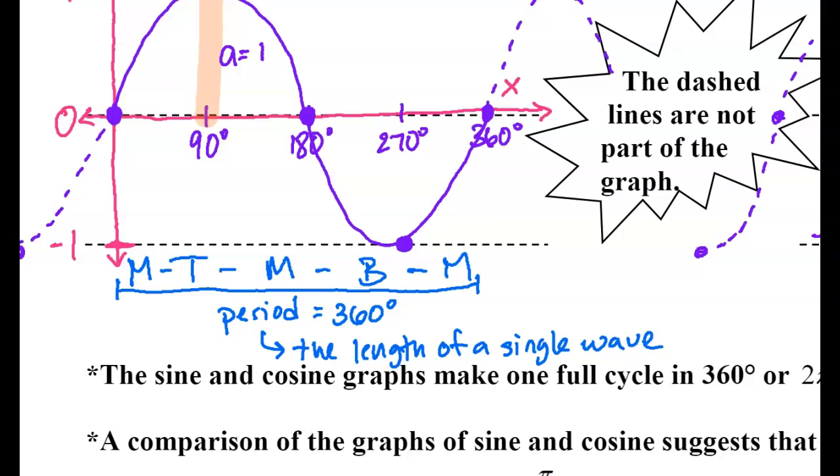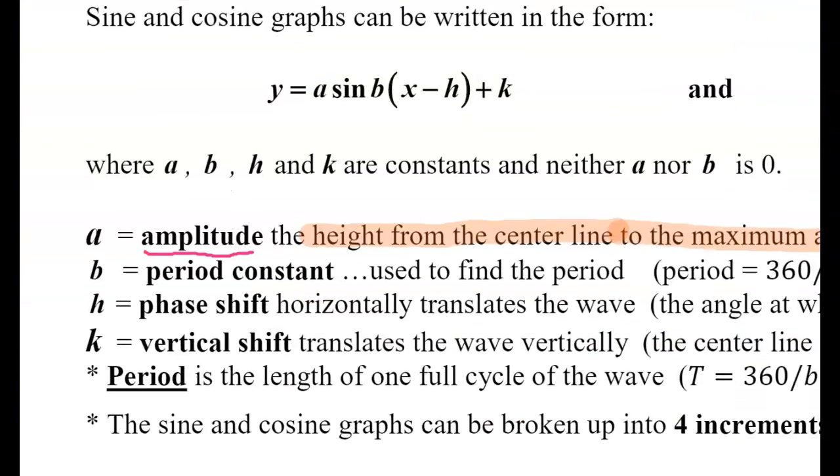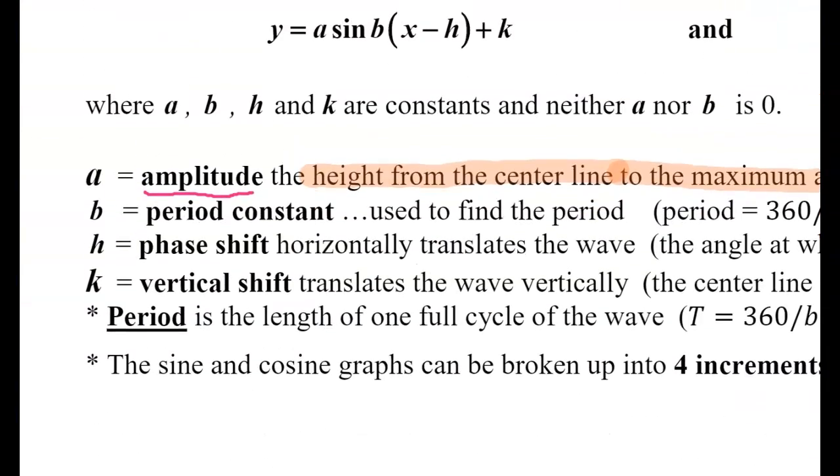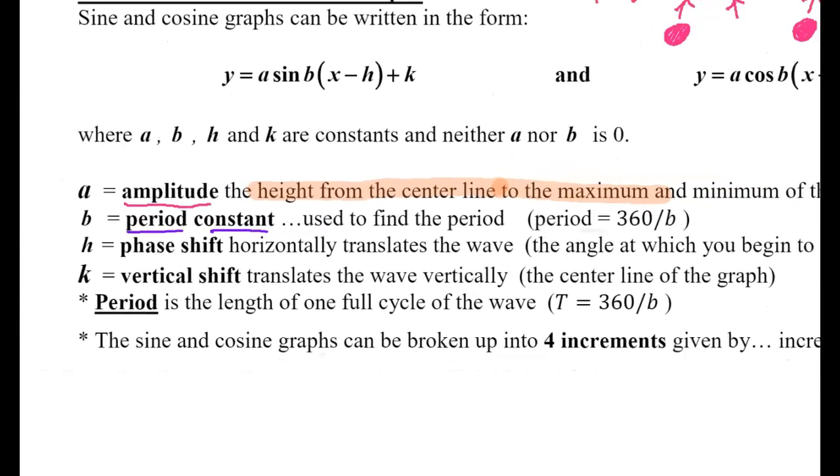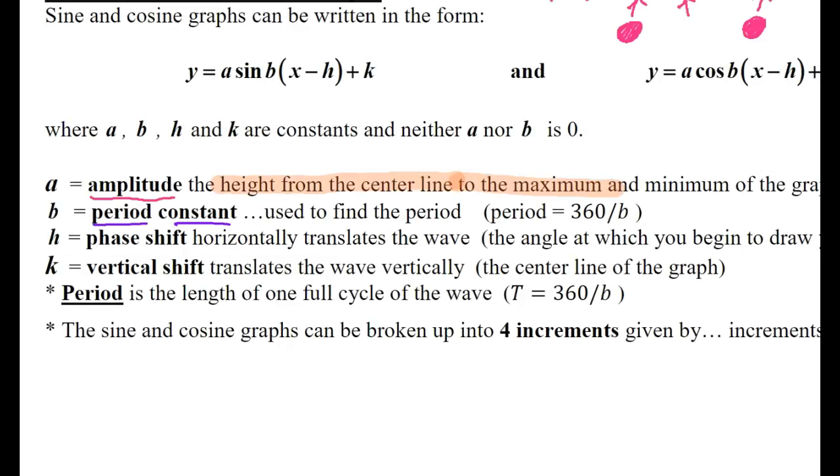If I were to horizontally compress, I would be taking this last point, this 360-degree point, and I'd be squishing it inward, making this graph shorter. So it would actually be changing the period length. B affects the period. So that's why it's called the period constant. It changes the period length, the length of a single wave.